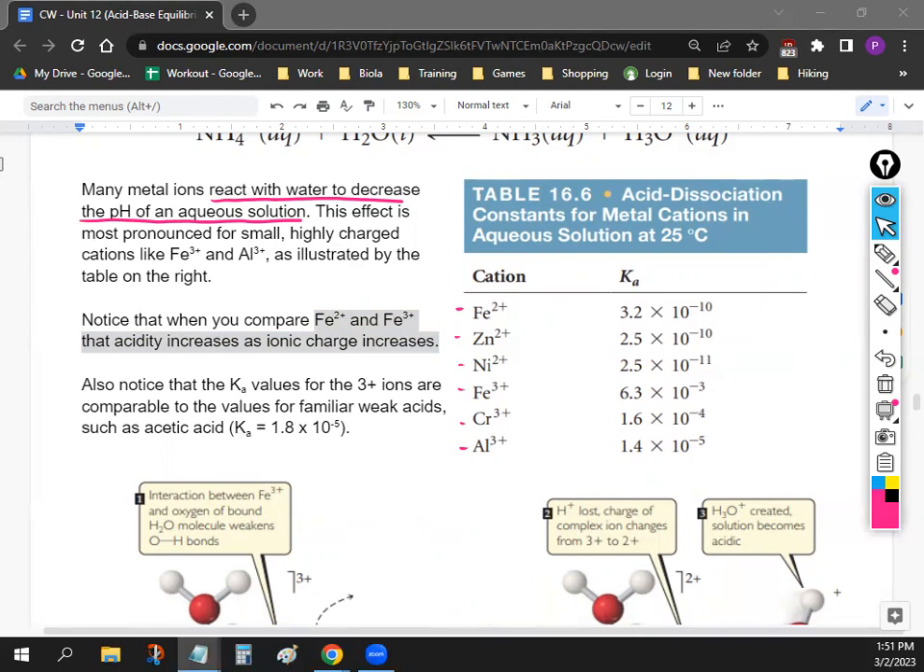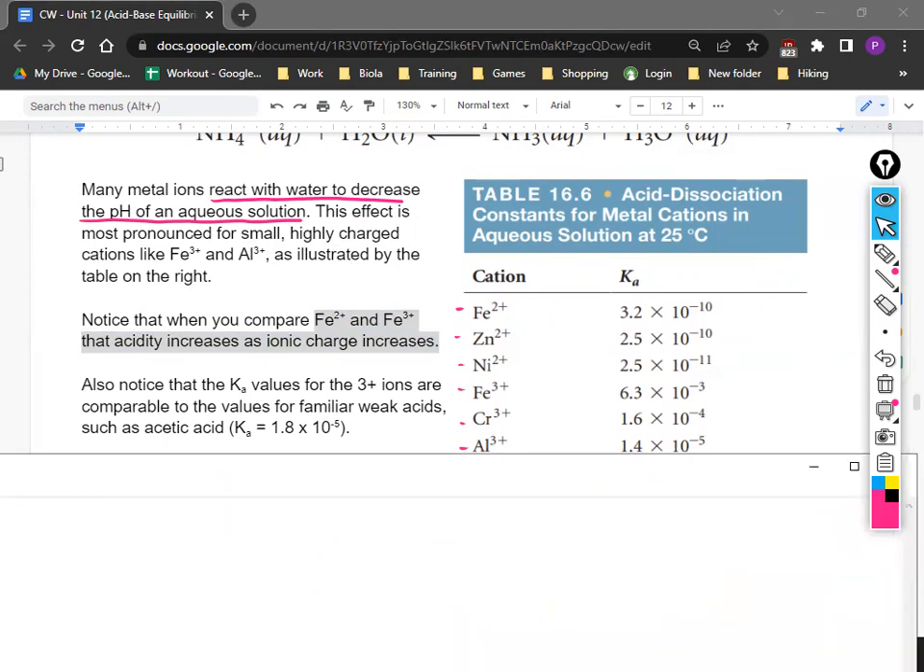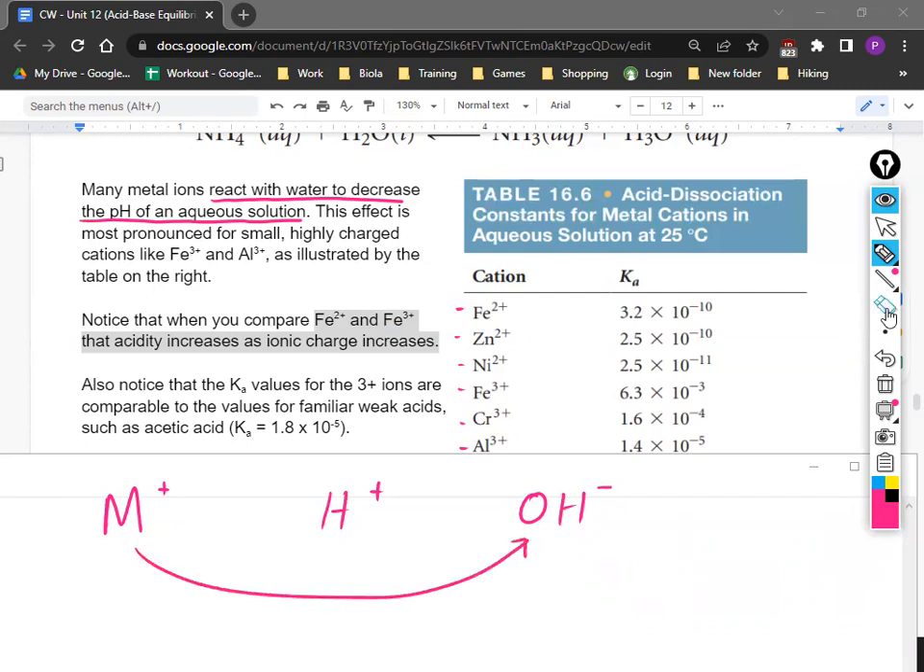Okay, so first let's talk about why metal ions react in water to decrease the pH. Now, metals typically have what kind of charge? Positive or negative? Positive. So metals are positive. So if you put a metal inside of water, water we know is autoionizing between H plus and OH minus, right? So if you put a metal inside of water, which one of these is going to react with? Yeah, OH minus. So the metals are going to react with OH minus. And so if there's less OH minuses, what is there more of? H plus. And so if there's more H plus, that's going to decrease the pH. Okay, make sense?